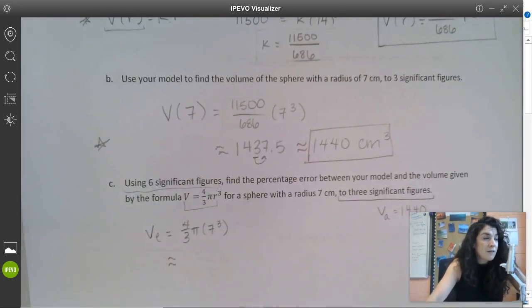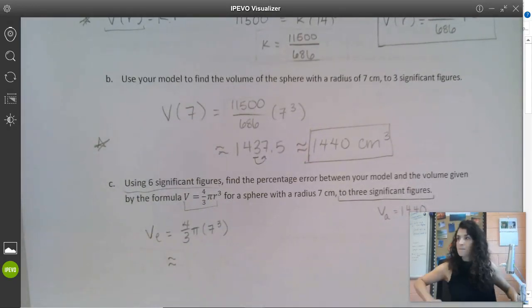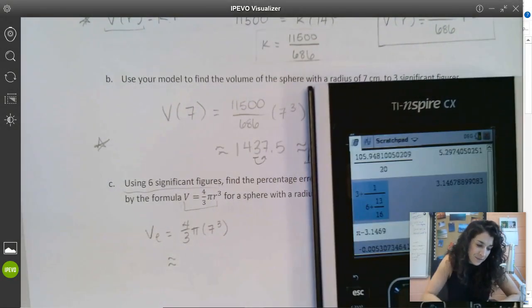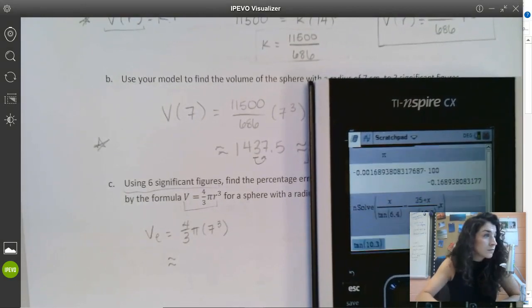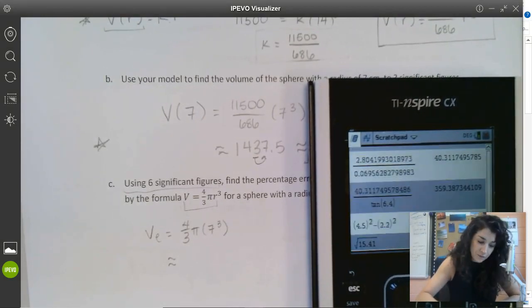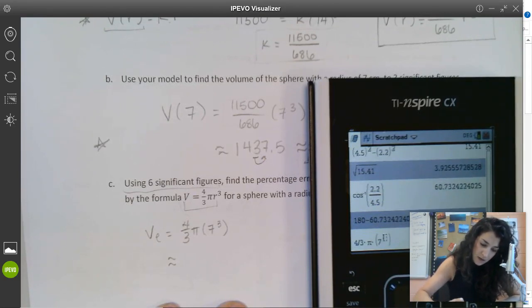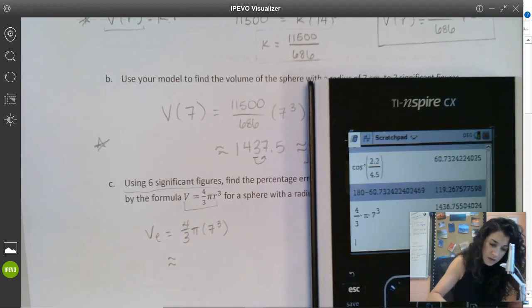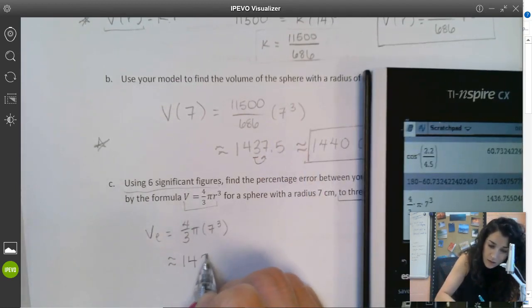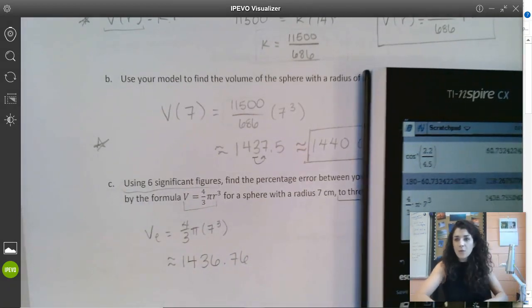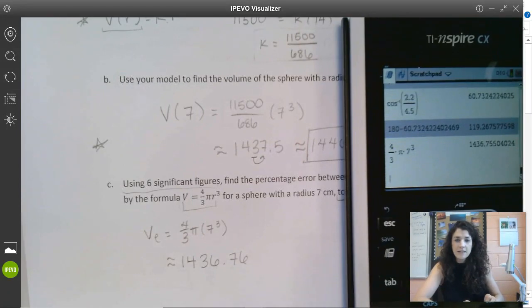For 6 significant figures, my calculator is here. 4 divided by 3 times pi times 7 cubed. It would round to that as 6 significant figures.